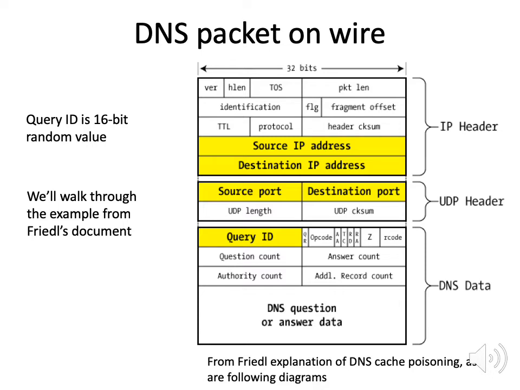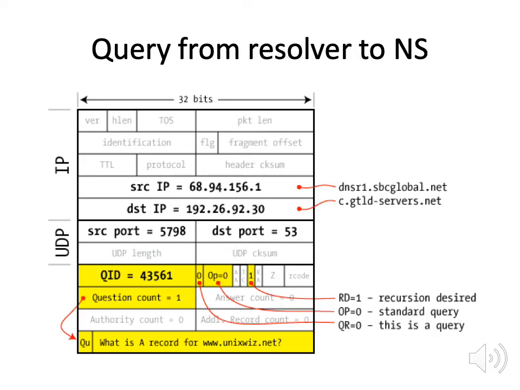So let's now look at how this protocol actually works. This is a query from a DNS resolver to a name server. We've got the source and destination IP addresses in there. This is a request coming from a recursive DNS resolver at spcglobal.net. That's the source. It is talking to a top-level domain server, c.gtldserver.net. So this is one of the top-level domains. We've got a source port 5798. This is more or less a random port. The destination port is 53. This is the standard port for all DNS servers. So the destination port for a request will almost always be 53. We then have a query ID. This is like the IP ID or the TCP sequence number.